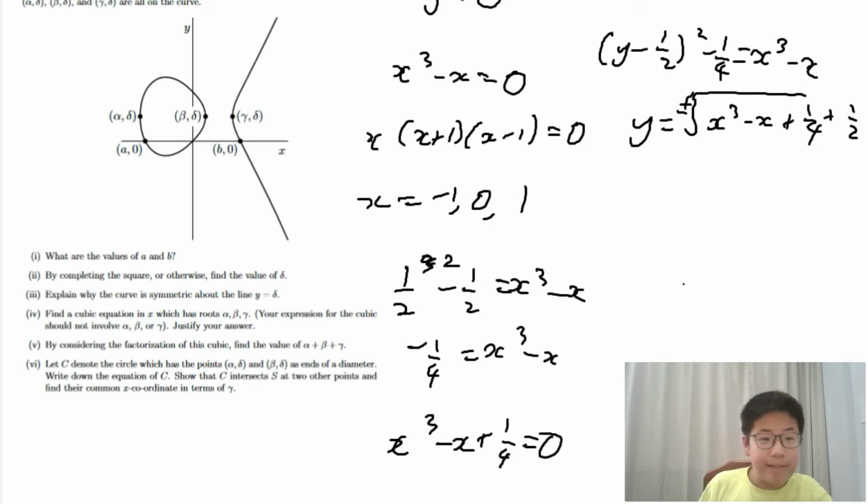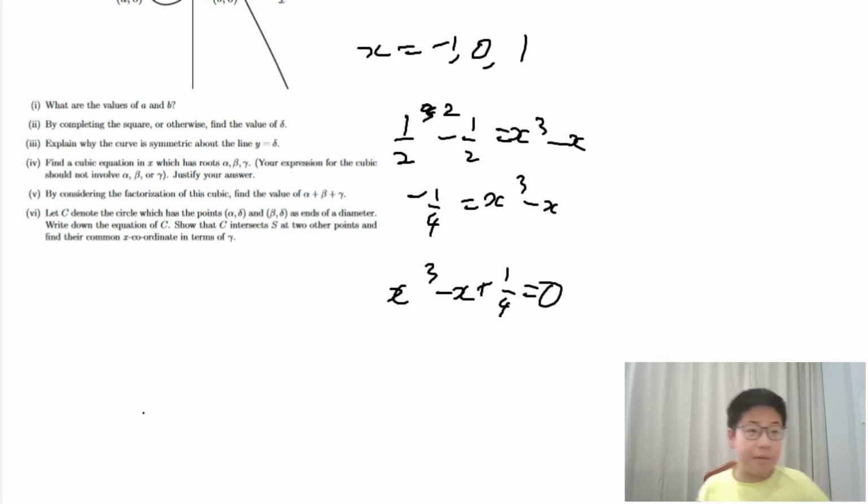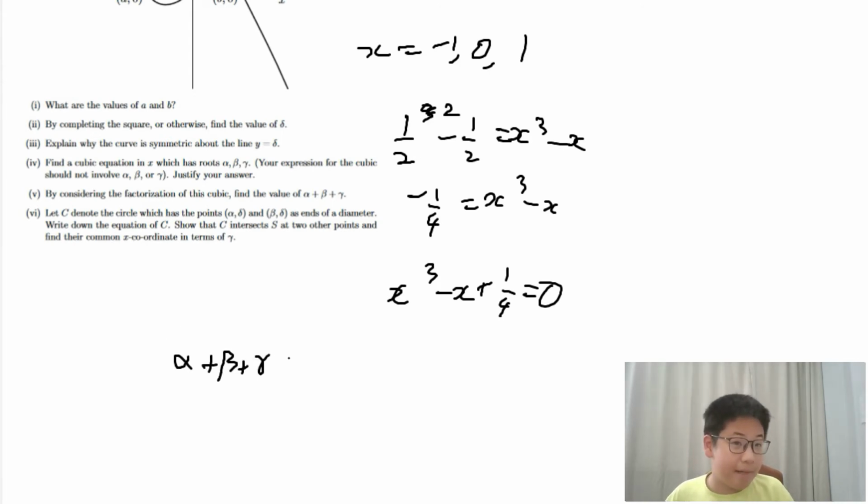So alpha, beta, and gamma are roots of this cubic. Find the value of alpha plus beta plus gamma. In further math, we learn about roots of polynomials and we use Vieta's formulae. One of Vieta's magic formulae is that alpha plus beta plus gamma equals negative b over a, equals negative 1 over 1, equals 1.